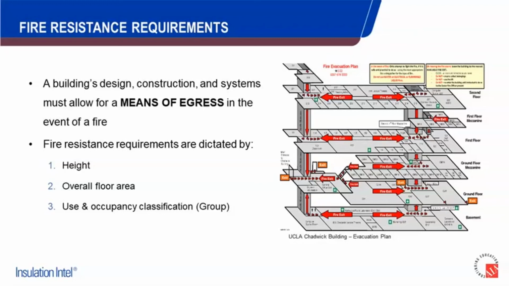So simply put, buildings that are taller, buildings that have more floor area, buildings that have more occupants, or occupants that are mobility restricted for one reason or another, need to last longer in the event of a fire. All buildings need to provide means of egress, but those three factors dictate the fire resistance stringency, or how long that structure needs to stay intact to allow people to evacuate the building in the event of a fire.